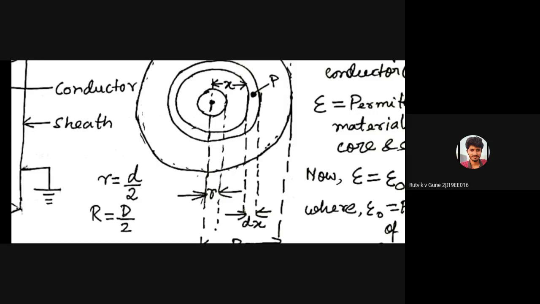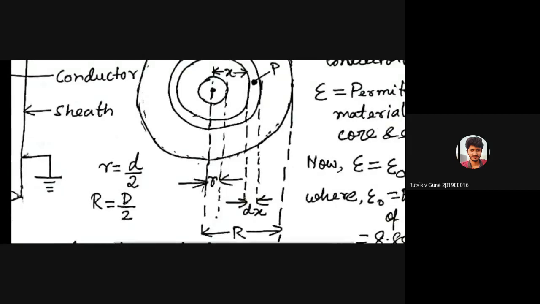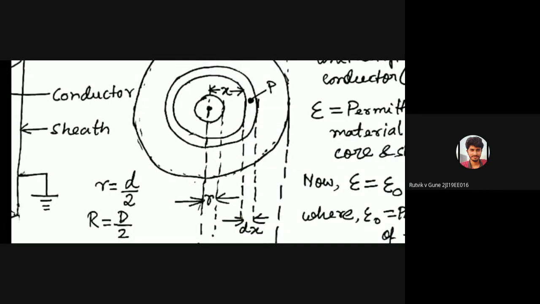The inner core, or conductor radius, is small r, and the outer sheath radius is capital R. Taking x as the distance of the point P from the center, we are now calculating the first part.